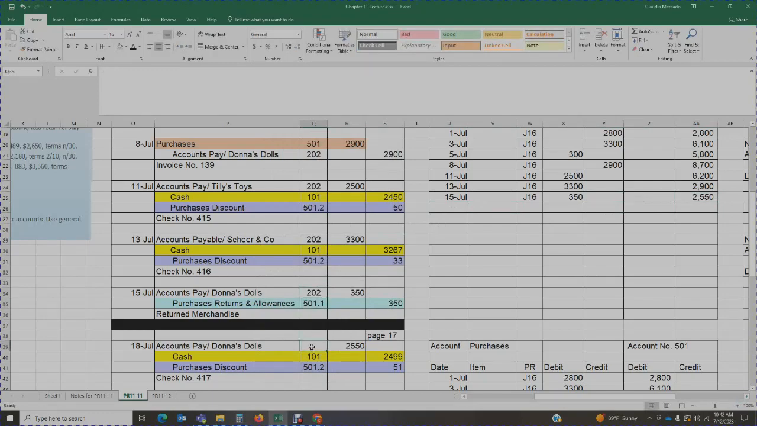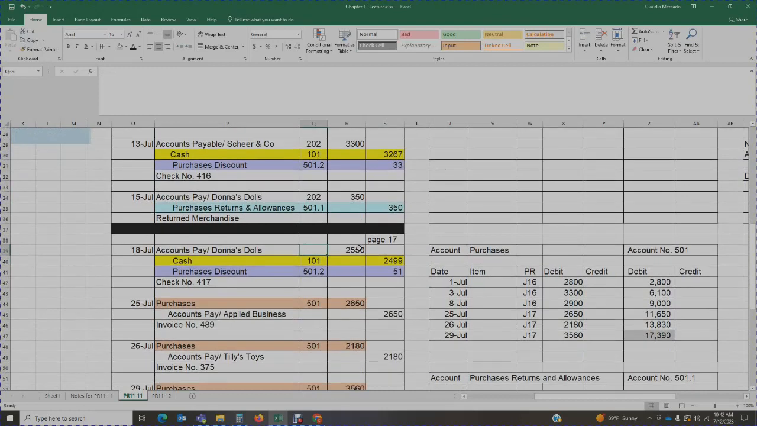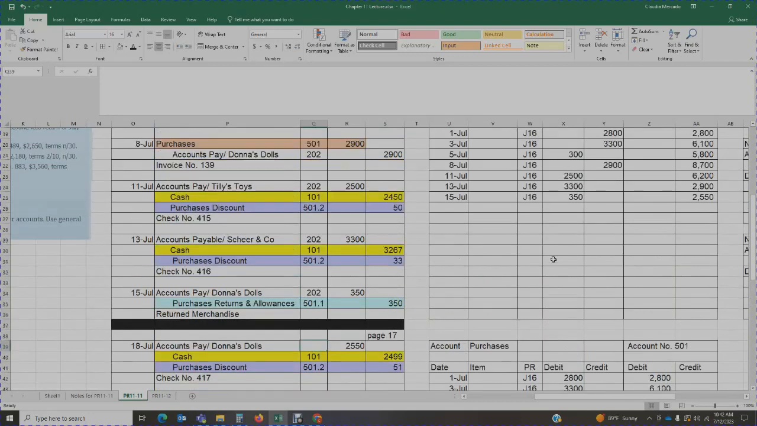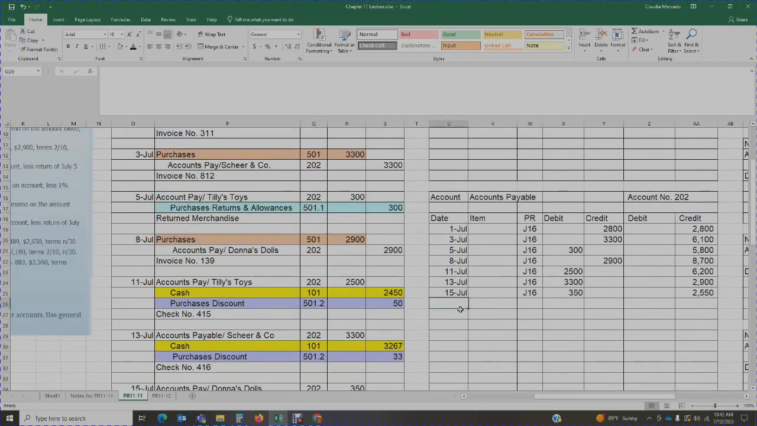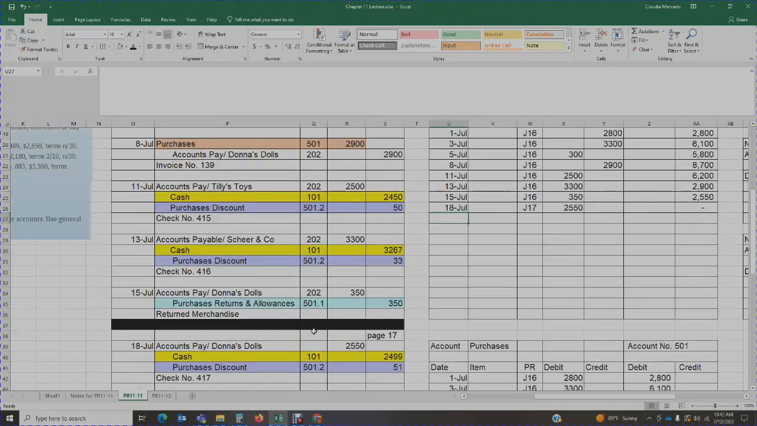Okay, on the 18th, we're now moving on to page 17. On the 18th, I've got a debit of 2,550. Journal 17. And I've got a debit of 2,550. So I've got a credit and a debit of 2,550. My balance at this point is 0. Okay. As of that point, I didn't owe any money. And I'm going to go back to the 18th and I'm going to enter my account number.